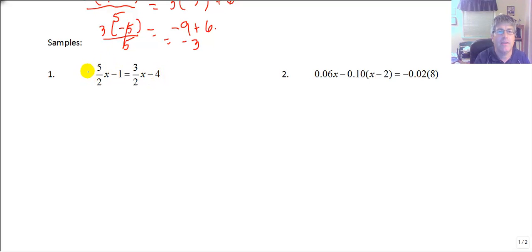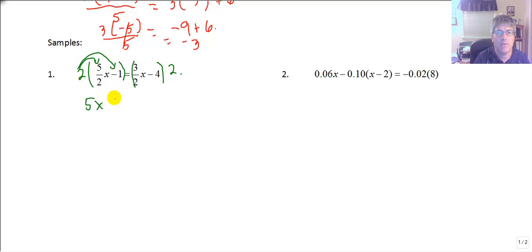Our LCD is 2, so we multiply every term on the left side by 2. We will also multiply every term on the right side by 2. So 2 times 5 halves, the 2's simplify. We end up with 5x.